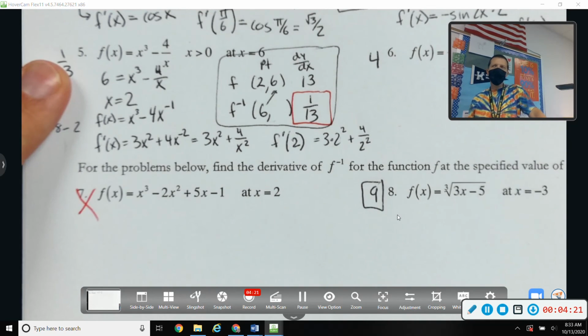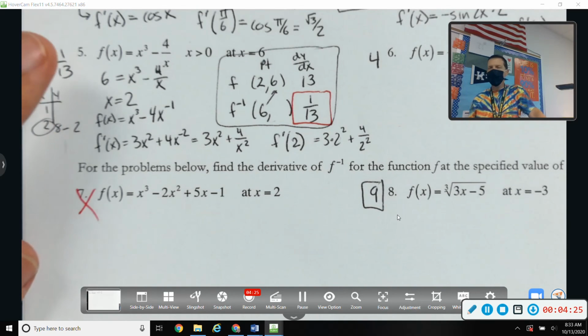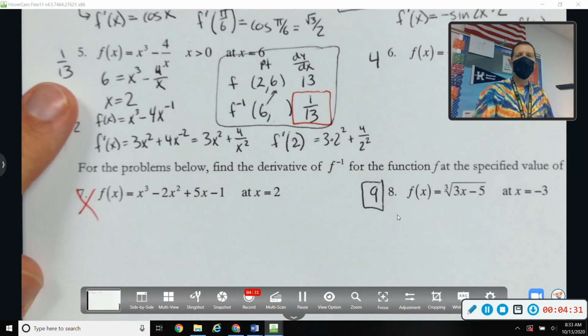Other questions, or are we good on this? Do another one if we need to, but we can also move on to review stuff. All right, we'll move on to review stuff then.